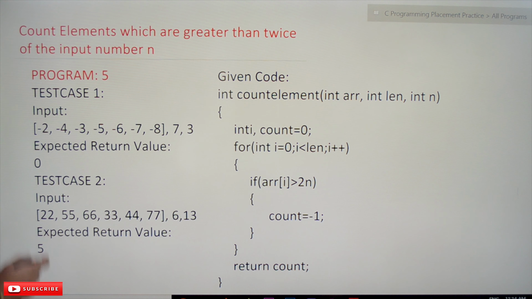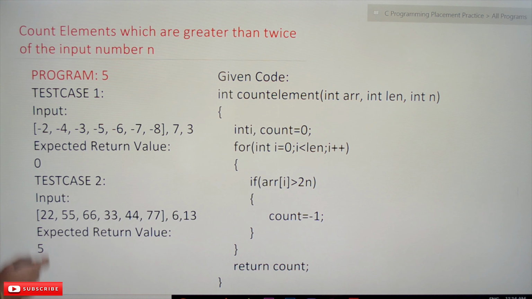Consider test case 2. Here n is equal to 13. Now 2 into n is 26. The number of elements greater than 26 in this array are all these elements except this one. Here the number of elements is 6, and among the 6, 5 are greater than 26. So the expected output is going to be 5. In the next case it is 0, because all the elements are negative numbers, so they are less than 6. So the output is going to be 0. This is what they have asked.